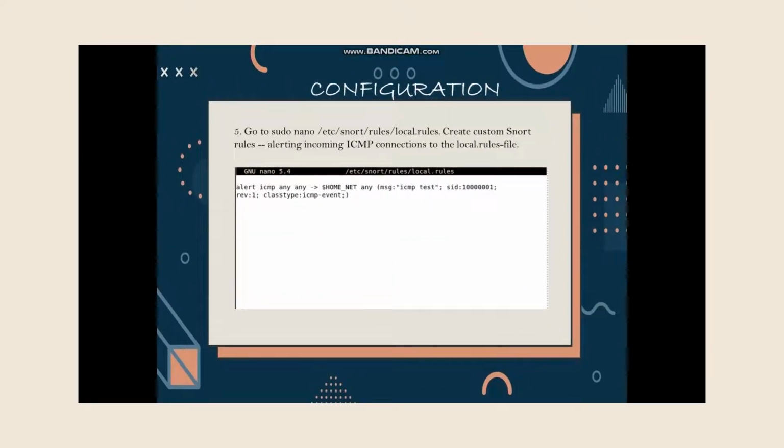For the last step, we'll go to local.rules and create custom Snort rules. For example, alerting incoming ICMP connections to the local rule files, and the command is as below. That's all for the installation and configuration of Snort.